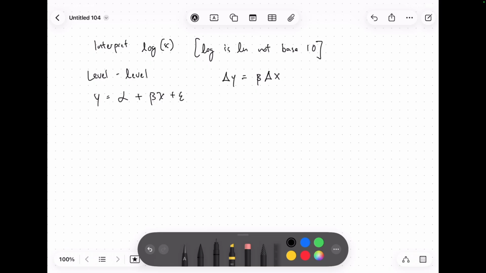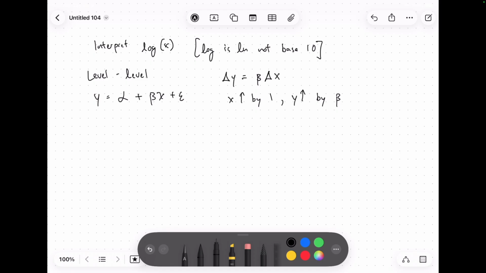So if x goes up by 1, then how much does y change? By beta, exactly. That's just slope. So x goes up by 1, that's our run, and then the rise is equal to beta, which is the slope. Straightforward so far. I think everyone should be comfortable with this at this point.